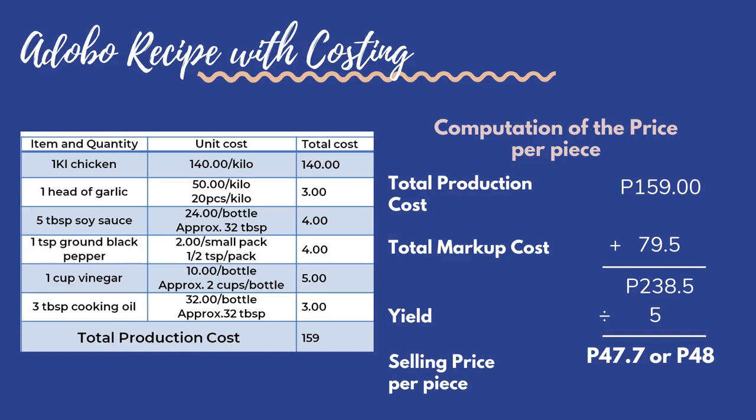Computation of the price per piece. Total production cost is 159 pesos plus the total markup cost, which is 79.5. The total is 238.5. Now, to get the selling price per piece, we have to divide it by the yield, which is 5. Now, the total is 47.7, or you can sell it at 48 pesos.